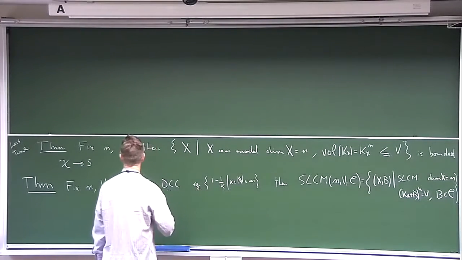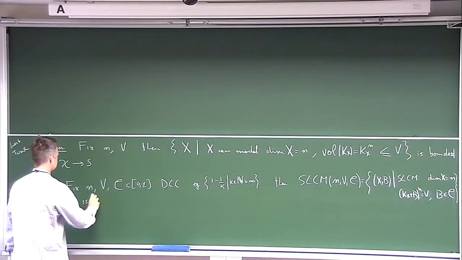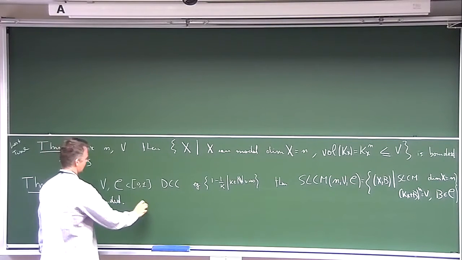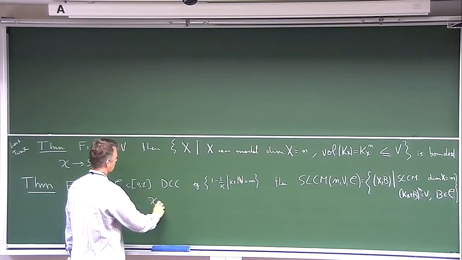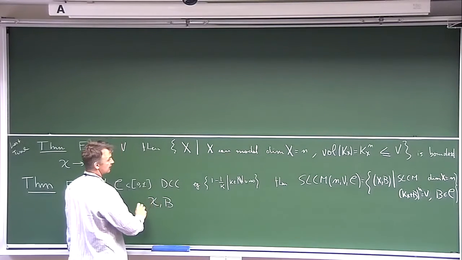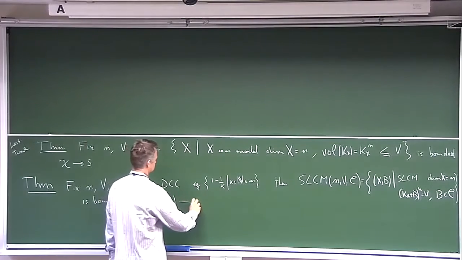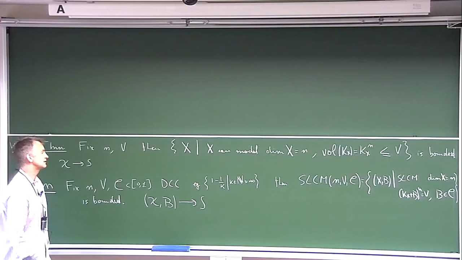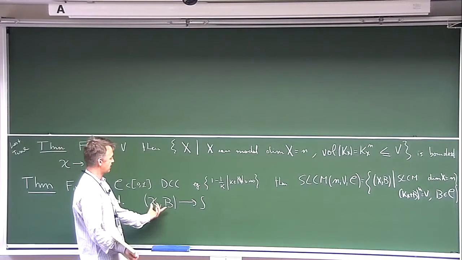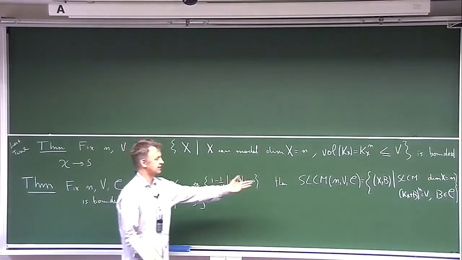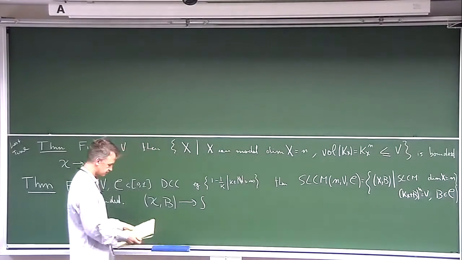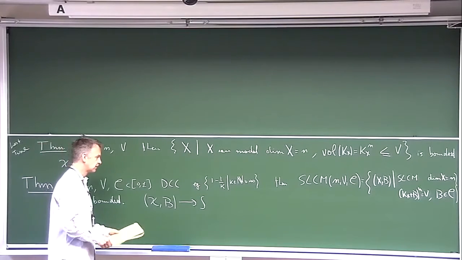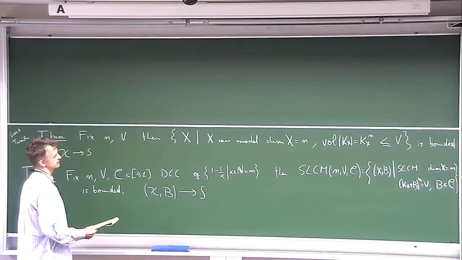So this set here is bounded, by which I mean that we have to show that there's a pair (X, B) with a projective morphism over a variety of finite type S, such that the fibers of this morphism parameterize this set of semi-log canonical models.